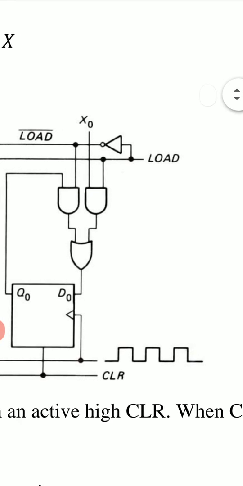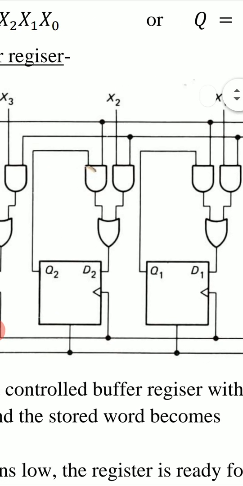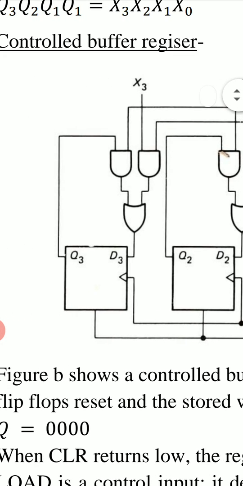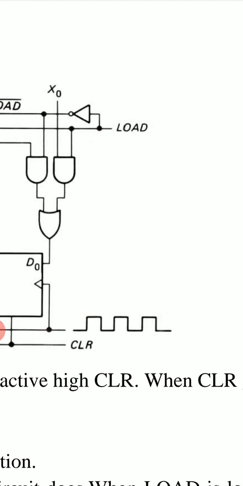And we have 4 such combinations of AND-OR gates. This is the first AND-OR gate, two AND gates, the output of which goes to an OR gate.